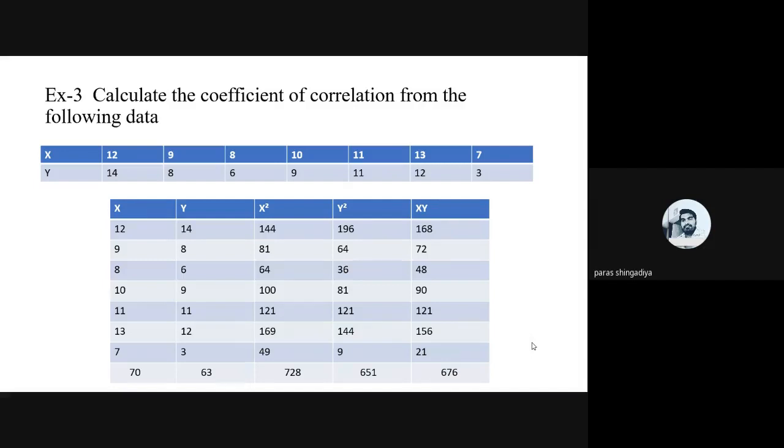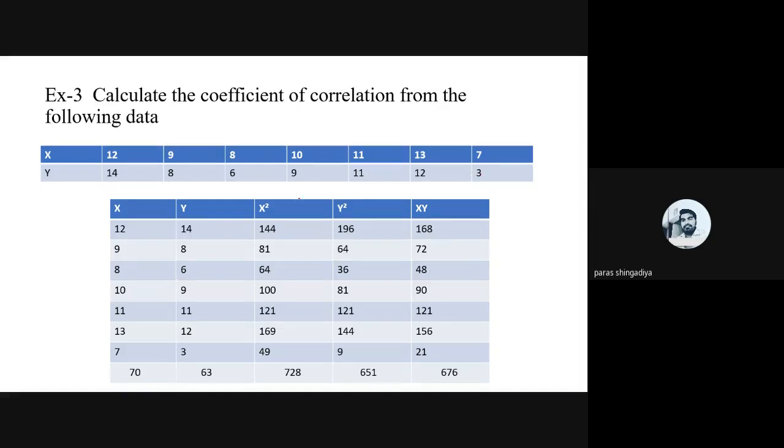the data is 12, 9, 8, 10, 11, 13, 7. Randomly any values are given, not a fixed pattern. It is increasing form, decreasing form. But if you arrange this data in such form, we will observe it. Suppose you arrange the values of x in ascending and descending order, then you will know which order it is. Right now it is 12, 9, 8, 10, 11, 13, 7, and the values of y are 14, 8, 6, 9, 11, 12 and 13.